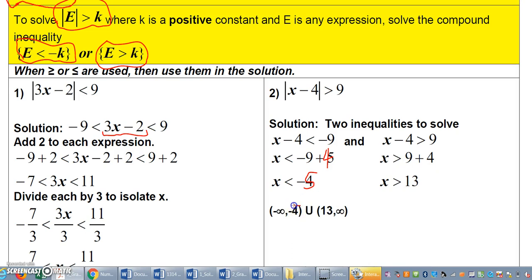So the solution would be everything less than negative 5. So it would be negative infinity to negative 5 union 13 to infinity. Okay, so again, little typo there. It should be a 4 instead of a 5. And so you get x is less than negative 5 here. And so the solution here is negative infinity to negative 5 union 13 to infinity. So everything in this set plus everything in this set is actually in the solution.